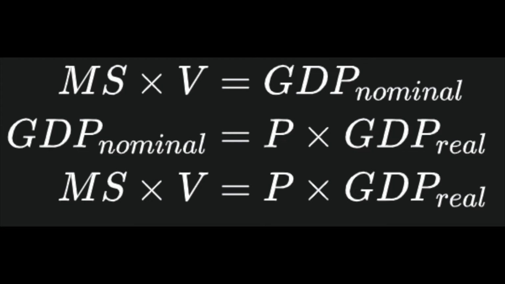Now recall that nominal GDP is equal to the price level, or GDP deflator, multiplied by real GDP. Money supply multiplied by velocity is equal to the price level multiplied by real GDP. Looking at this equation, we see that changes in velocity can cause problems for monetary policy.